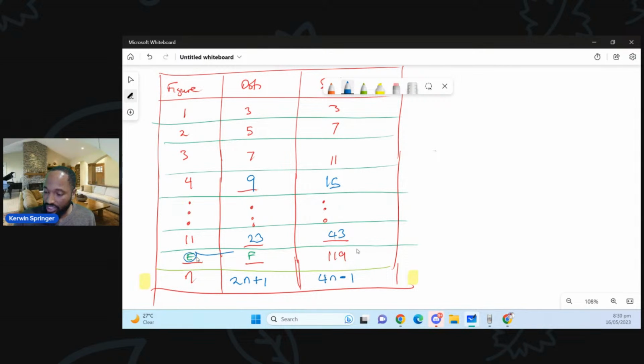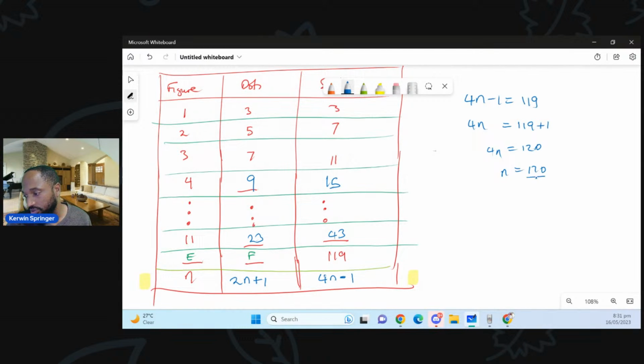Now we just have these last two to figure out, which are more troublesome, but it's still easy. To do it, you equate whatever number they give. If they give a number here, equate it to this. If they give this number here, equate it to that and find n. So 4n minus 1 must be equal to 119. So 4n is equal to 119 plus 1, which is 120. So n is equal to 120 divided by 4, which is 30.